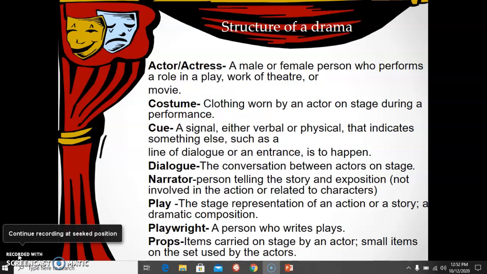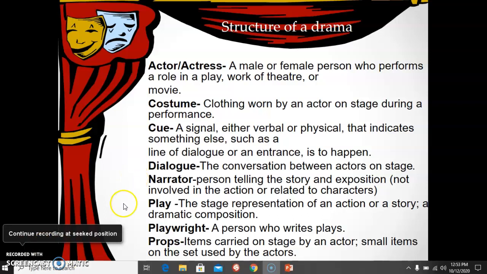Dialogue. This is the conversation between the actors on stage. This is what they say, the words that they speak. Narrator. It could be first person narrator or third person narrator. It is the person telling the story. First person narrator means that person is going to be in the story. We're going to hear pronouns such as I, me, we, us. So all of those pronouns include that person. Or if it's third person narrator, we would hear pronouns such as he, she, them, they, and the names of the people. So that third person narrator would not be in the story.